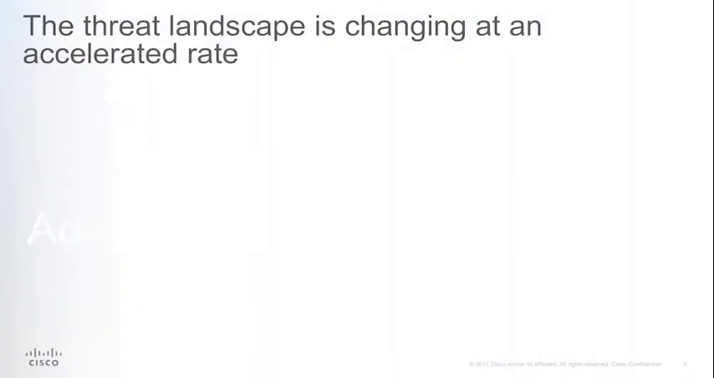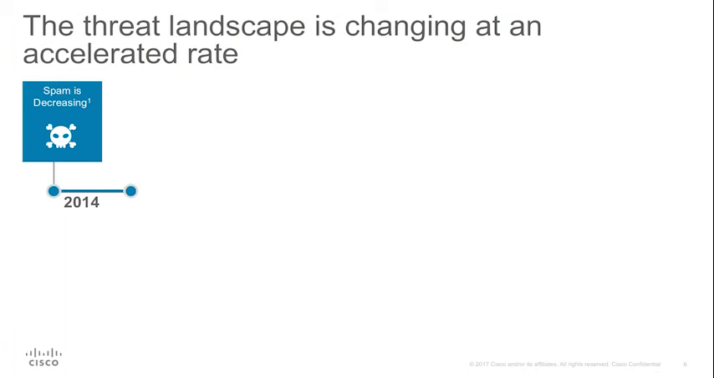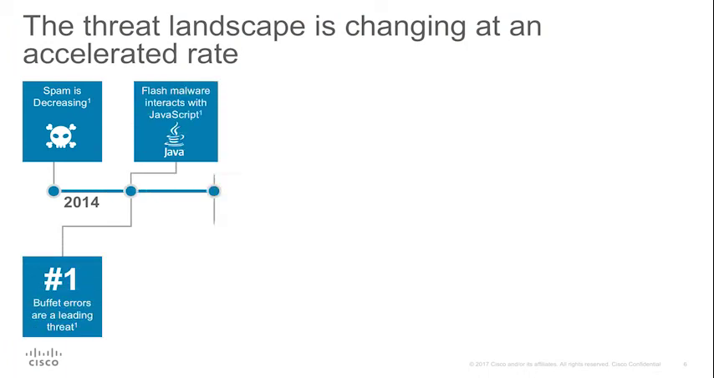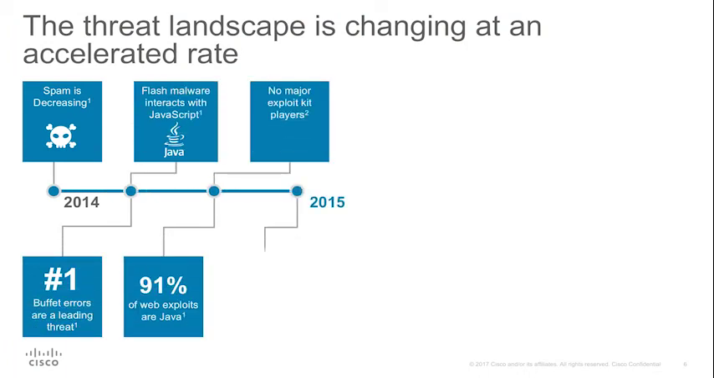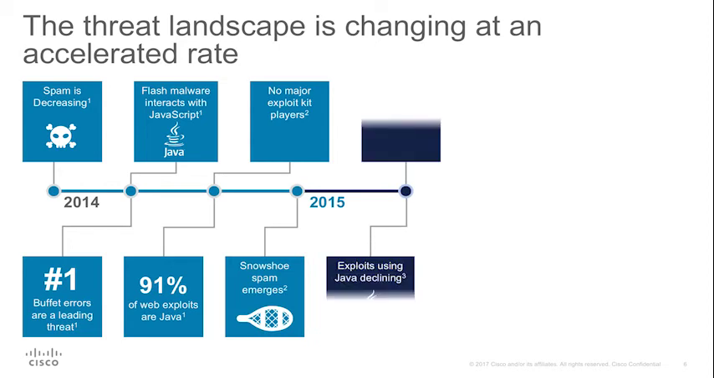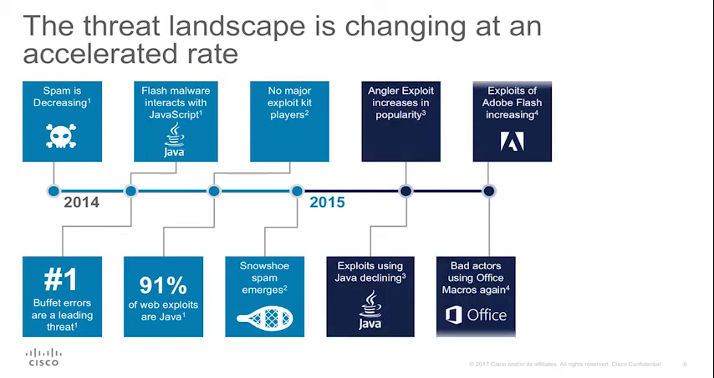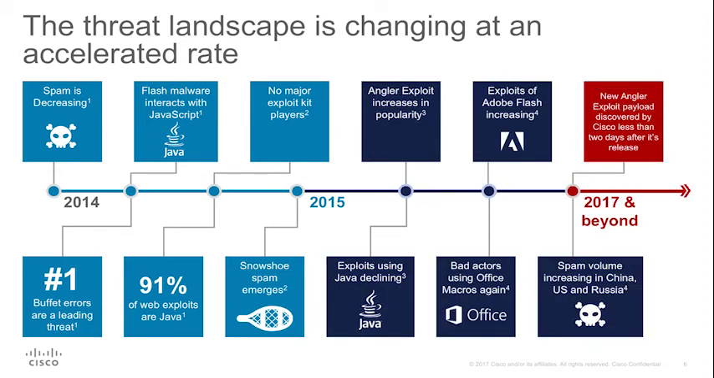Advanced threat. As a security vendor, Cisco is constantly monitoring the threat landscape and analyzing notable trends in our annual and mid-year security reports. Even just looking back 2 years, the threat landscape has changed dramatically. In 2014, spam decreased in volume, Flash was interacting with JavaScript, and most web exploits were Java-based. Cisco also hadn't seen any major exploit kit players.